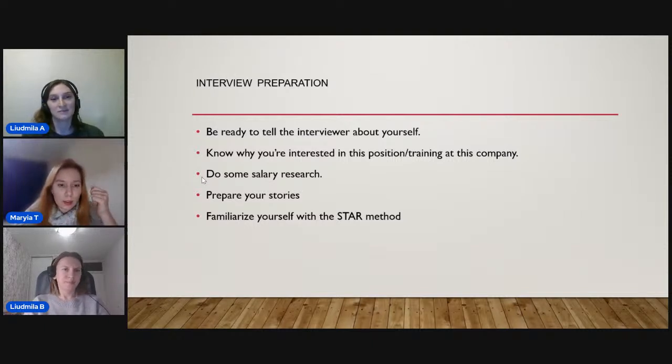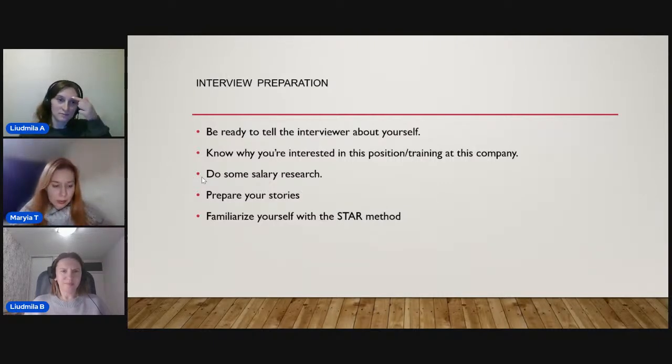And two more points. Prepare your stories. Sometimes we or other interviewers ask a few behavior questions about some situations. So just try to remember tricky or interesting or difficult stories from your experience. Maybe also write them down. And when somebody asks you about some situations, you will remember your stories.